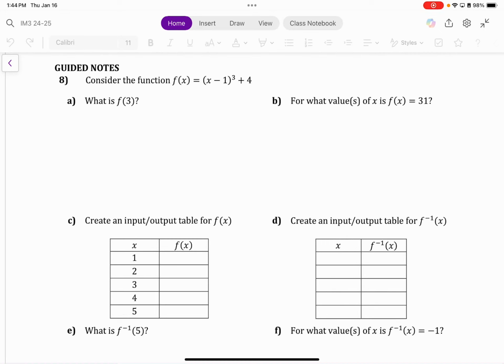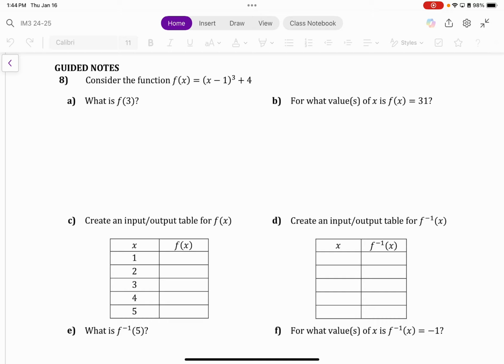All right. So last class we left off by looking at three different representations and how to evaluate inverse functions. In this next section of guided notes, I'm going to show you how to actually find individual values, whether we give you an input or an output, for original and inverse functions. So let's begin by looking at number 8.